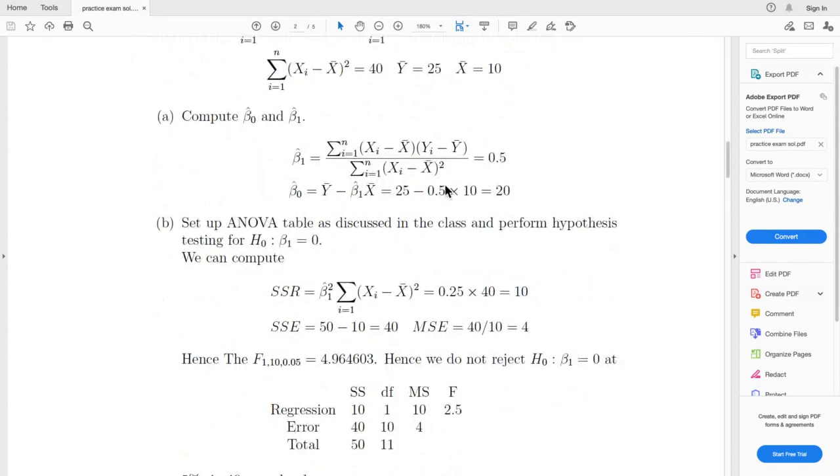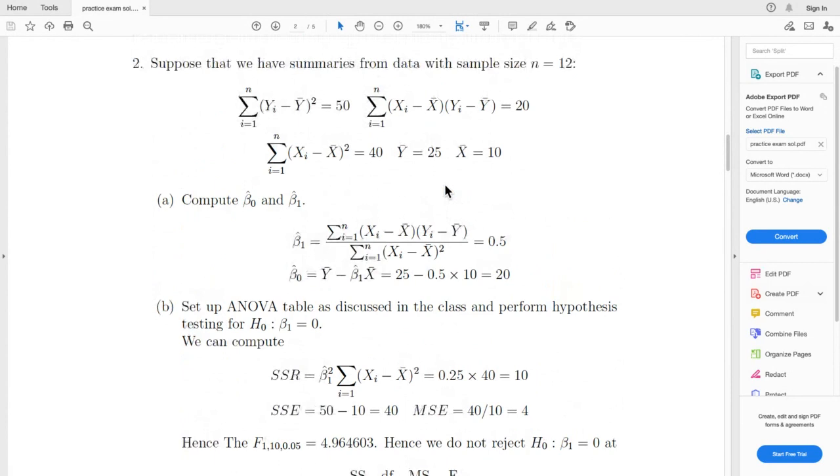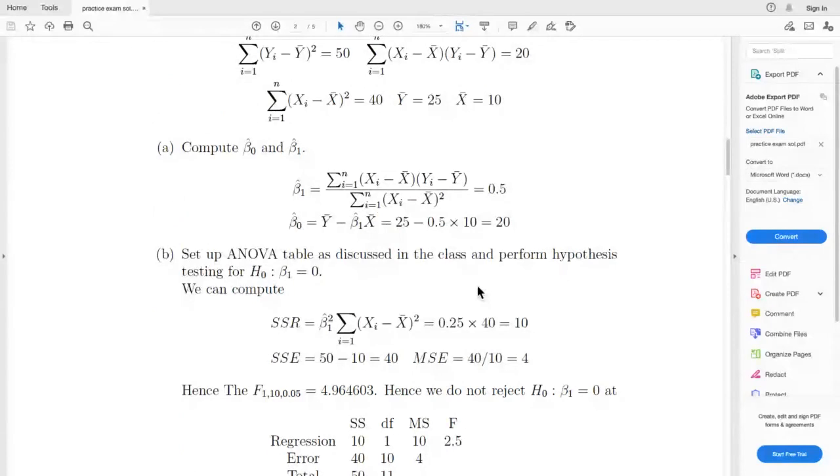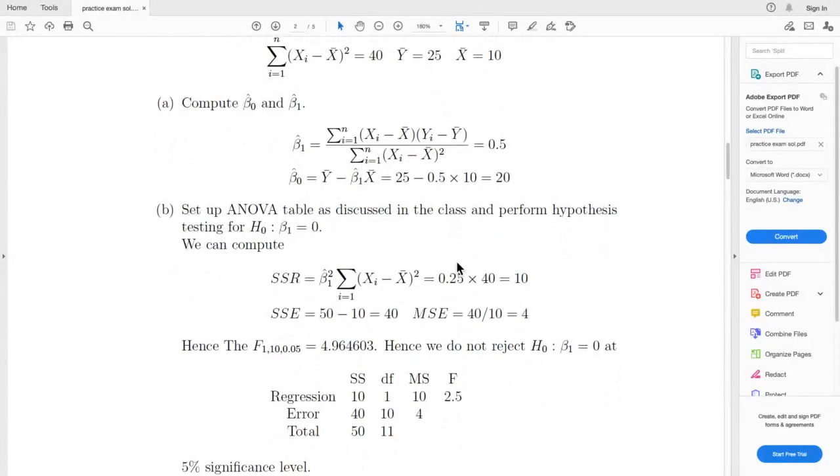So part A, I think for everyone it's okay because it just used the information here. And then we would like you to set up the ANOVA table as discussed in the class and perform hypothesis testing for H0: beta 1 equals 0. SSR is beta 1 hat squared times the sum of xi minus x bar squared. So it's 0.25 for beta 1 hat squared, and the sum of xi minus x bar squared is 40. This is going to be 10.